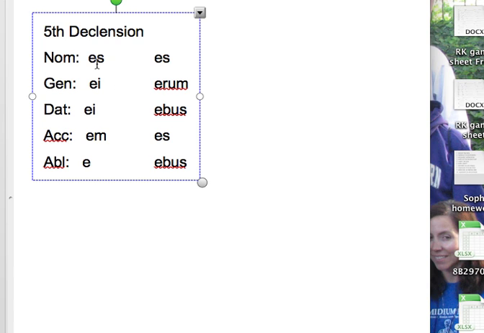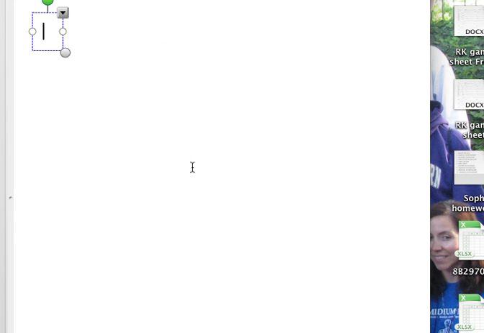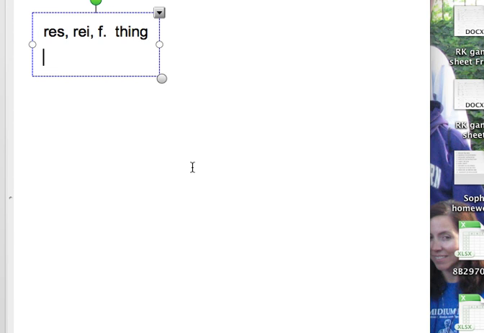It is a really, really rare declension. It is really uncommon. The most common words from it are the word res, which I just showed you, which means thing, and then the word dies, which means day. So we need to cover just some of the oddities of this word res, rei, feminine, and it means thing. This word can actually have a lot of different meanings based on what adjective it's paired with. Okay, I'll show you what I mean.